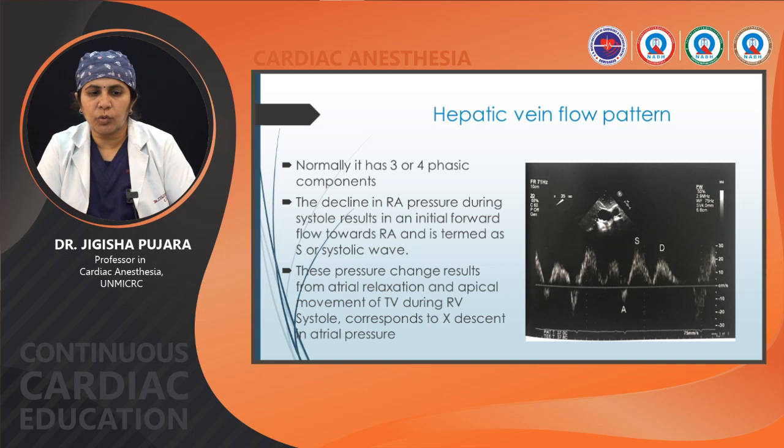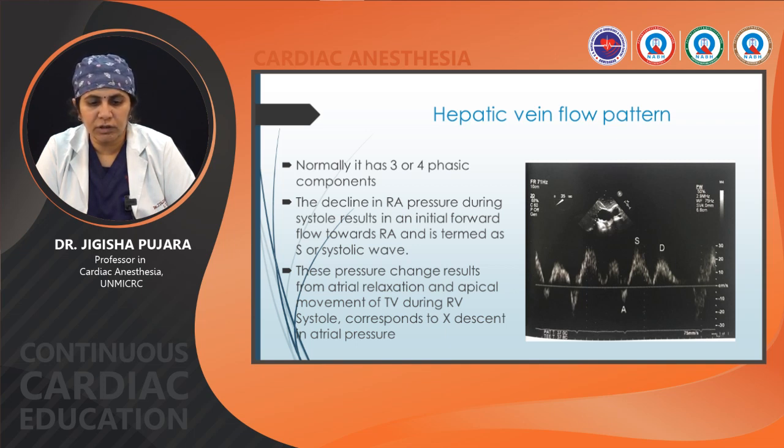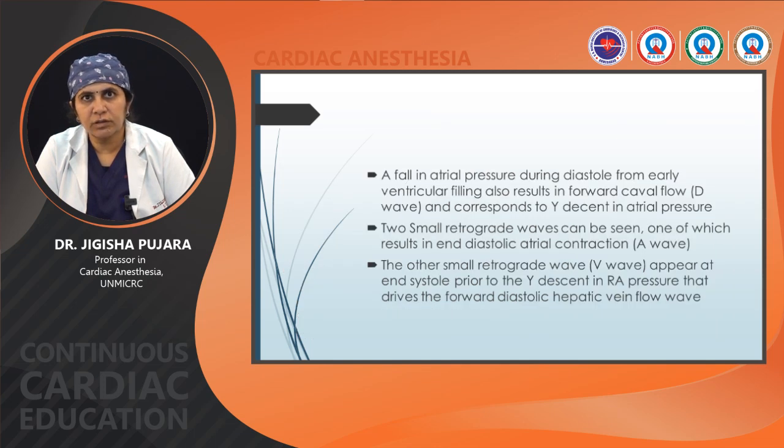Another is the hepatic vein flow pattern. Normally it has 3 to 4 phasic components. The decline in RA pressure during systole results in an initial forward flow towards the RA and is termed the S or systolic wave. These pressure changes result from atrial relaxation and the apical movement of the tricuspid valve during RV systole, which corresponds to the X descent in the atrial pressure. A fall in atrial pressure during diastole from early ventricular filling also results in forward caval flow, the D wave, and that corresponds to the Y descent in the atrial pressure.